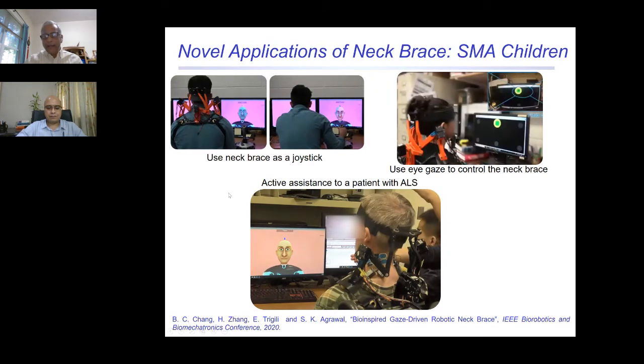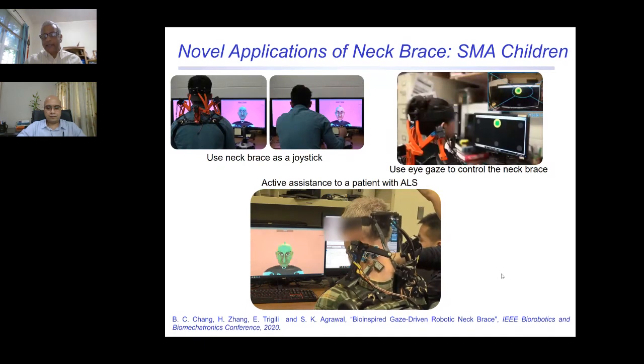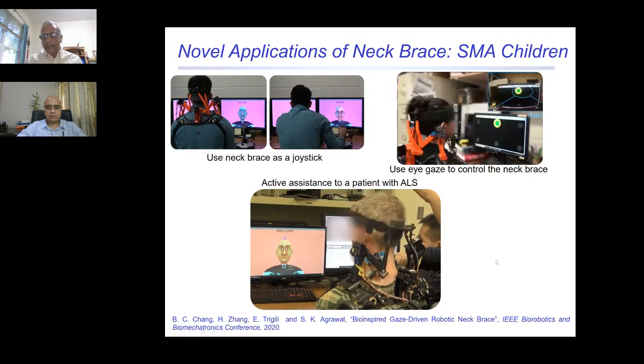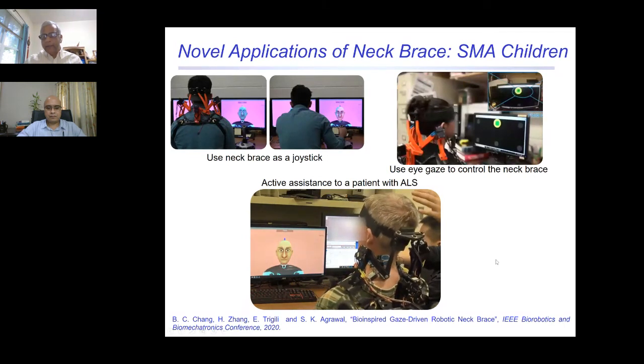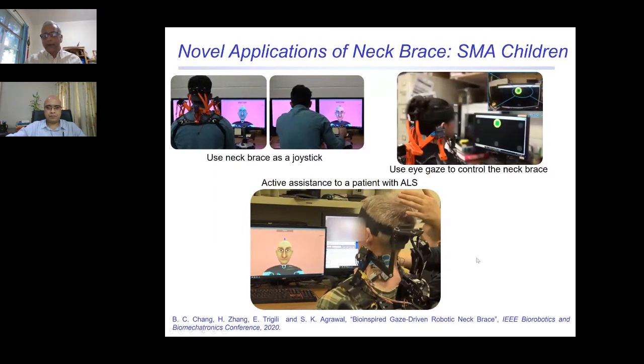This is a second video here where we have a patient with ALS, and we are actually using the active support from our neck brace to allow the person to make these movements. Here there's an avatar on the screen who's making a movement, and we are using the neck brace to facilitate some of those movements. And this is actually great for patients with ALS who have not been able to move their head by themselves, and this was a great fun experience for them. And we have some projects right now to look at these.